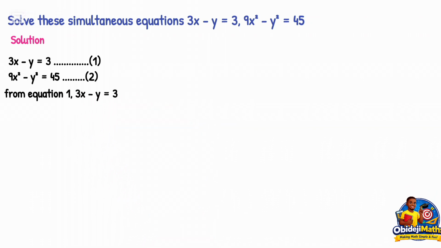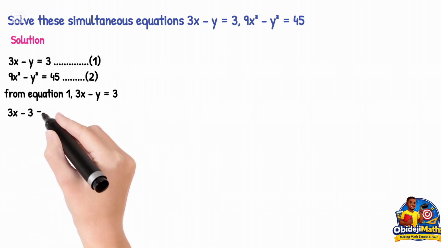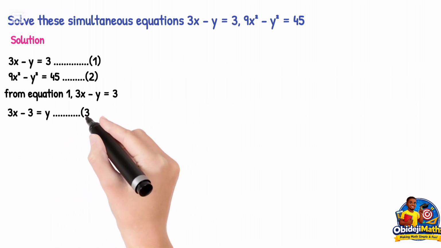So what we are going to do is to get the value of y in that equation by moving minus y to the other side and 3 to this side. So we are going to have 3x minus 3 equals y. Let's call it equation 3.